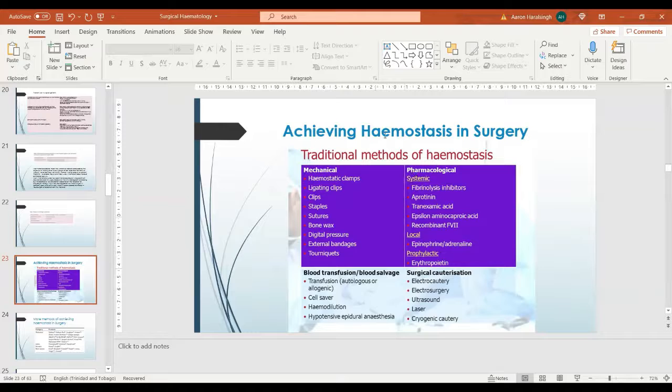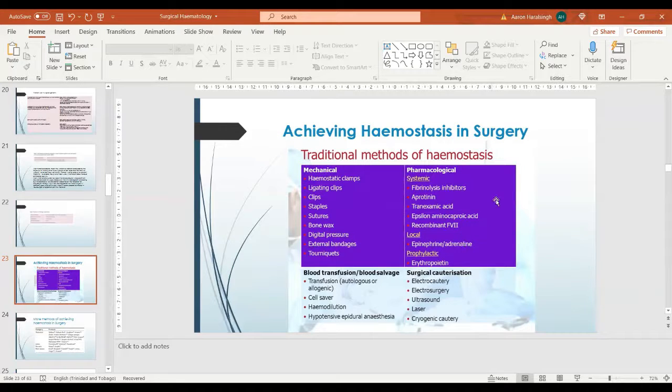So some of the mechanical methods: the use of hemostatic clamps, ligating clips, staples, sutures, the use of bone wax, digital pressure, just pressing on the wound, the use of external bandages, or the use of a tourniquet. And this is very prominent, especially in orthopedic surgery.